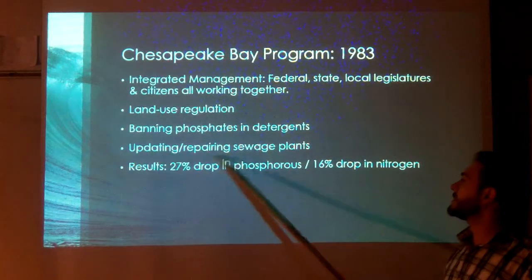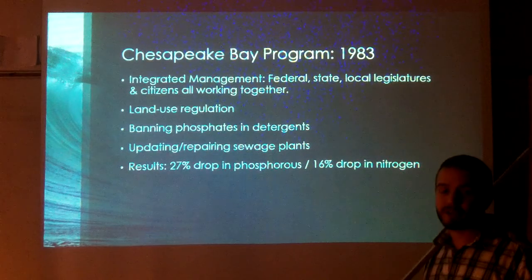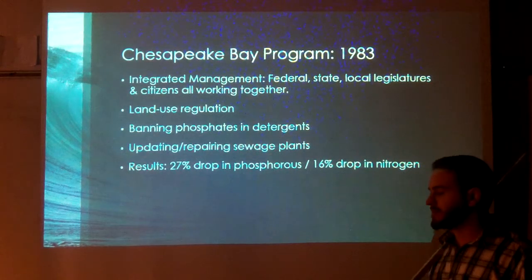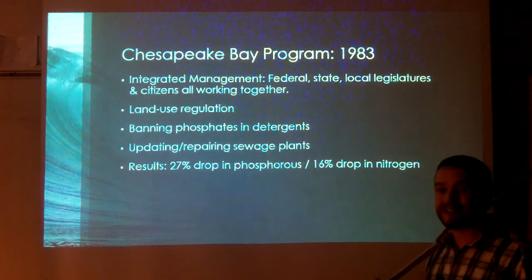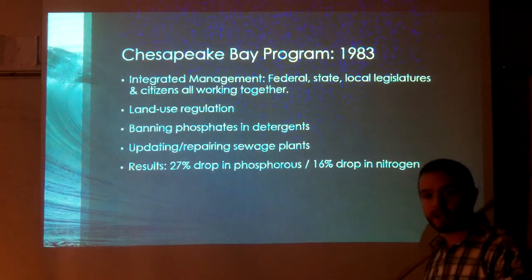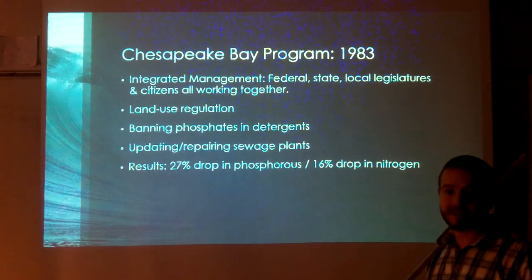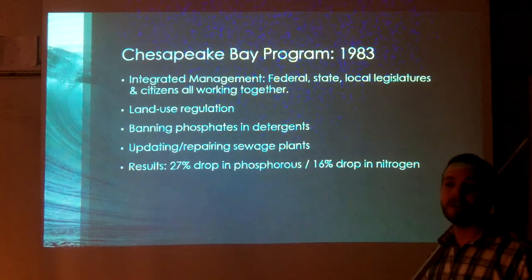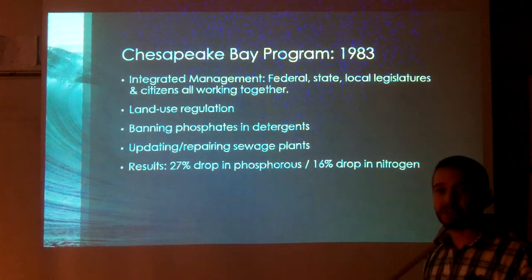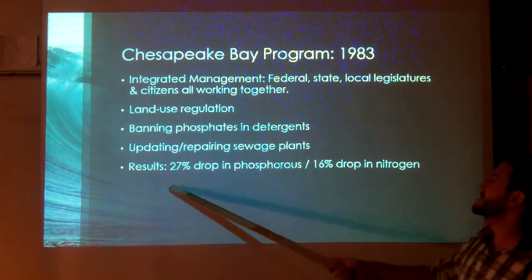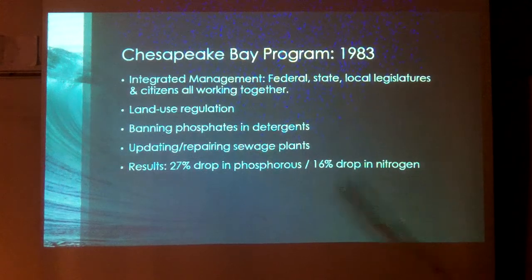They have updated the sewage plants there to make them efficient, because a lot of them were old, outdated. They were dumping raw sewage, lots of it, into the estuary, and that needed to be stopped, obviously, to get rid of the nitrogen, the fecal matter, the bacteria, the E. coli. The results, they've noticed a 27% drop in phosphorus and a 16% drop in nitrogen.